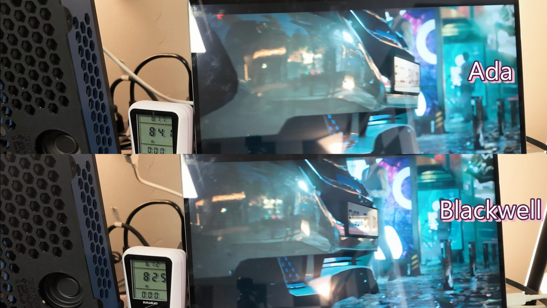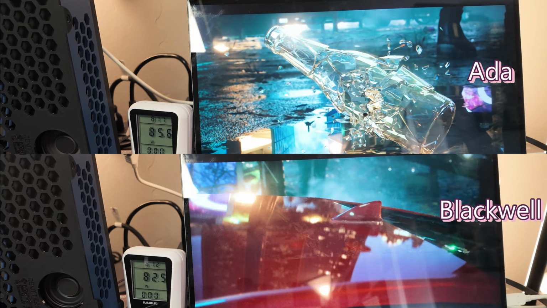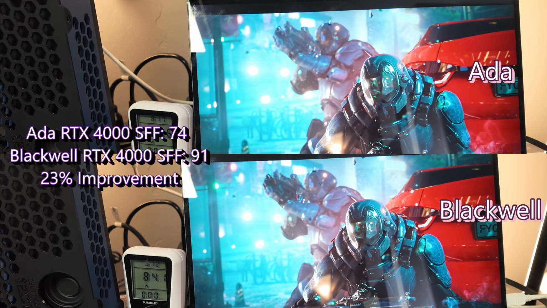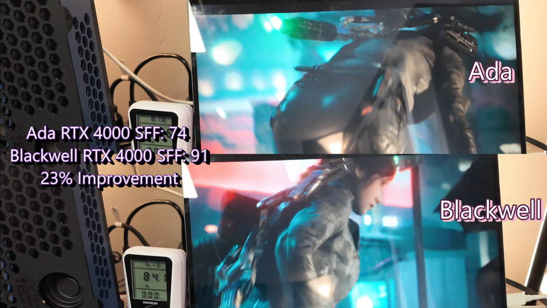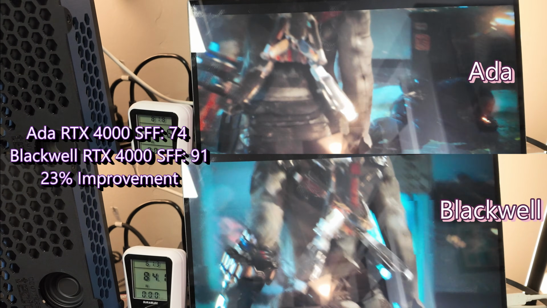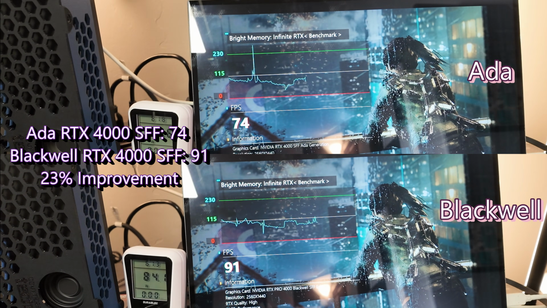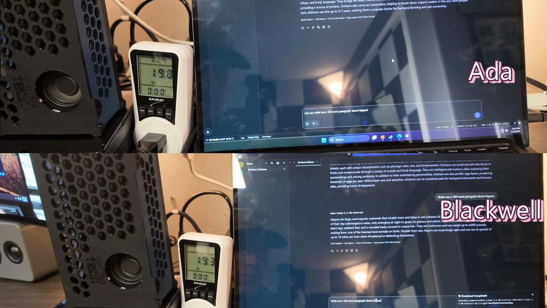Bright Memory Infinite RTX. This really tests our ray tracing, and we're doing it at 1440p. And again, we'll throw the results up early. They are 74 for Ada, 91 for Blackwell, a 23% improvement. So again, at the same power, we're seeing a pretty clear pattern, 22 to 26% improvement across the board. And finally, we do some LLM workloads.